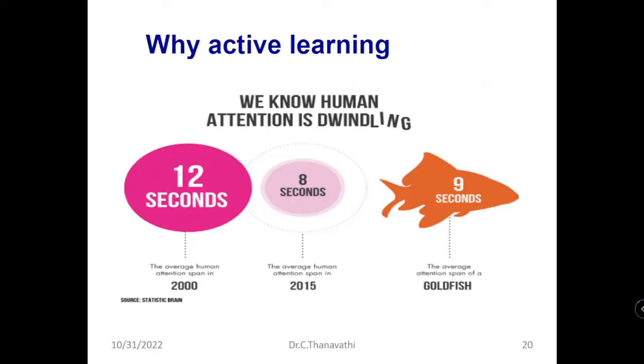In research, statistics show we know human attention is dwindling. The average human attention span is very low, even compared to the goldfish. The goldfish attention span is 9 seconds, but the human attention span is only 8 seconds. It's very less compared to the goldfish. They are deviating, not listening more than 10 minutes. They will deviate from that class.